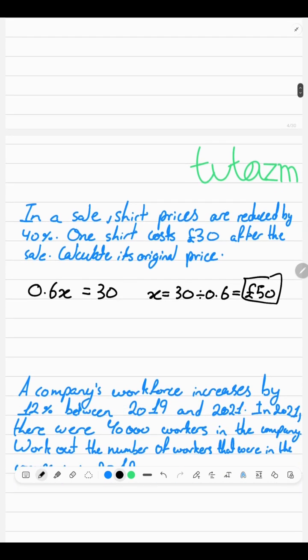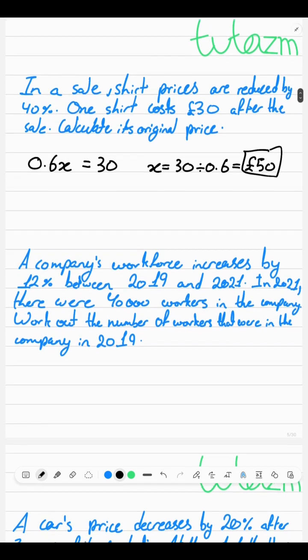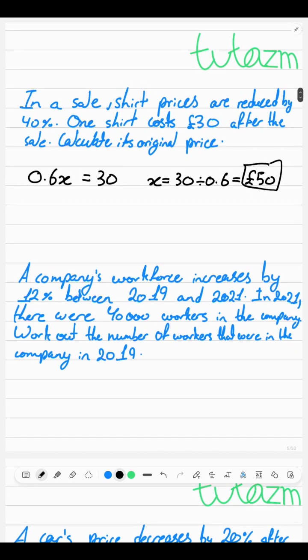Okay, let's have a go at another question. This question says, a company's workforce increases by 12% between 2019 and 2021. In 2021, there were 40,000 workers in the company. Work out the number of workers that were in the company in 2019. So again, we're working out the number of workers that were in the company before. In order to do this, again, we'll say that the number of workers that were in the company before is X.